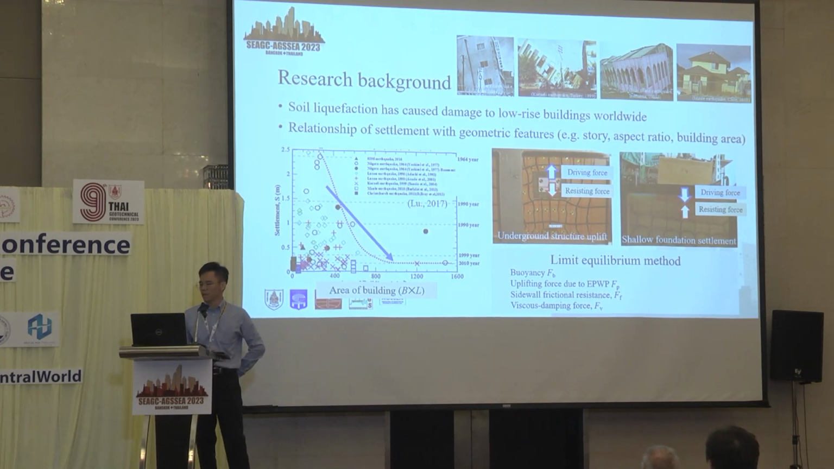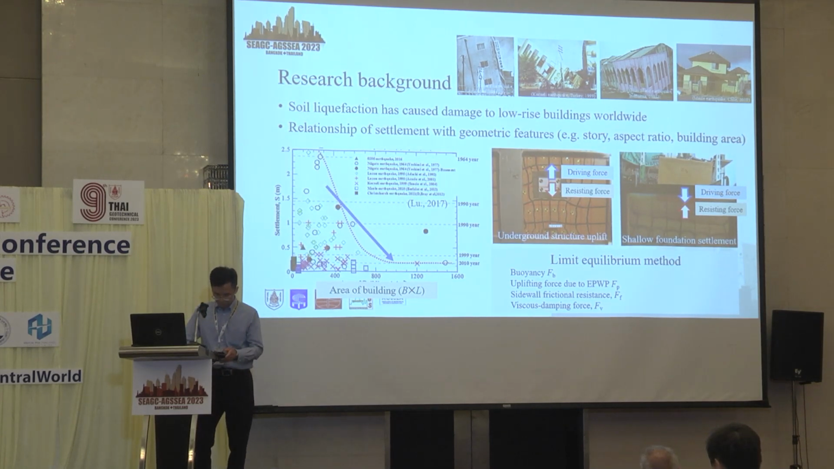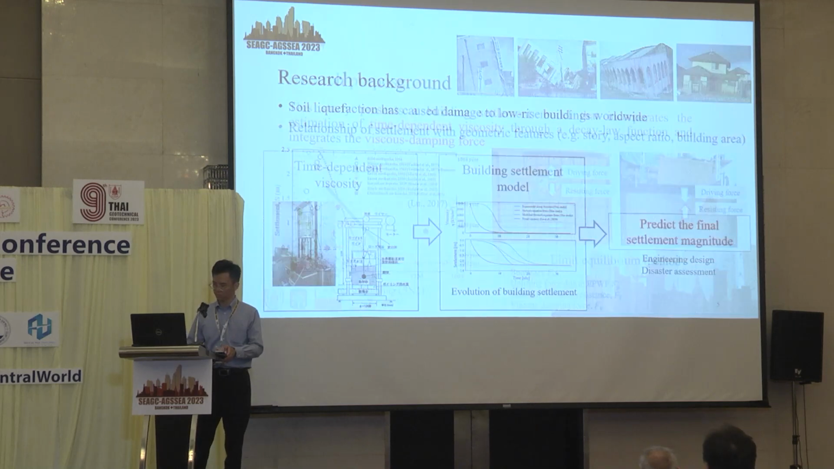Several research studies have shown a strong correlation between the building settlement and the building geometric features. It is linked in this figure: as the area of the building increases, the settlement will also increase. So how do we estimate the building settlement? There are two kinds of force, the driving force and the resistive force. The method traditionally used in the past is the limit equilibrium method.